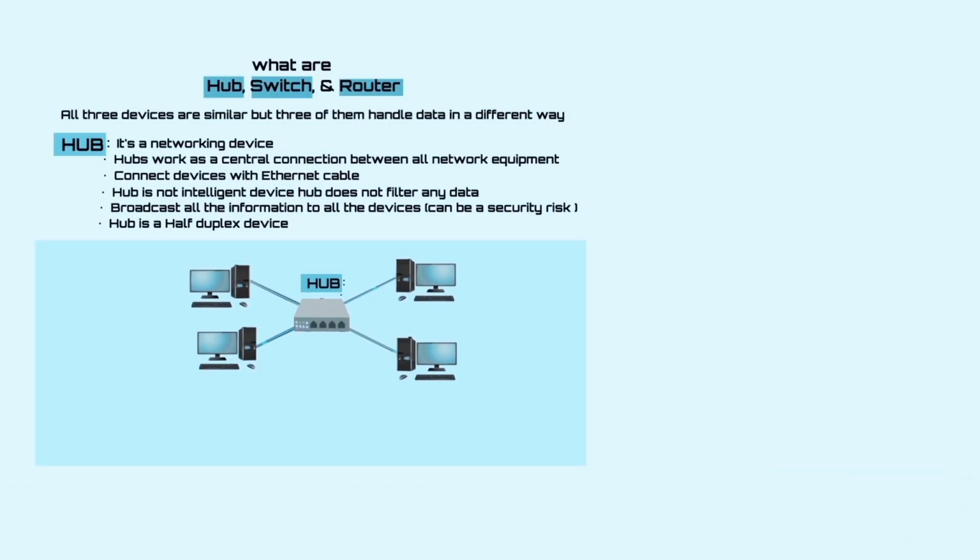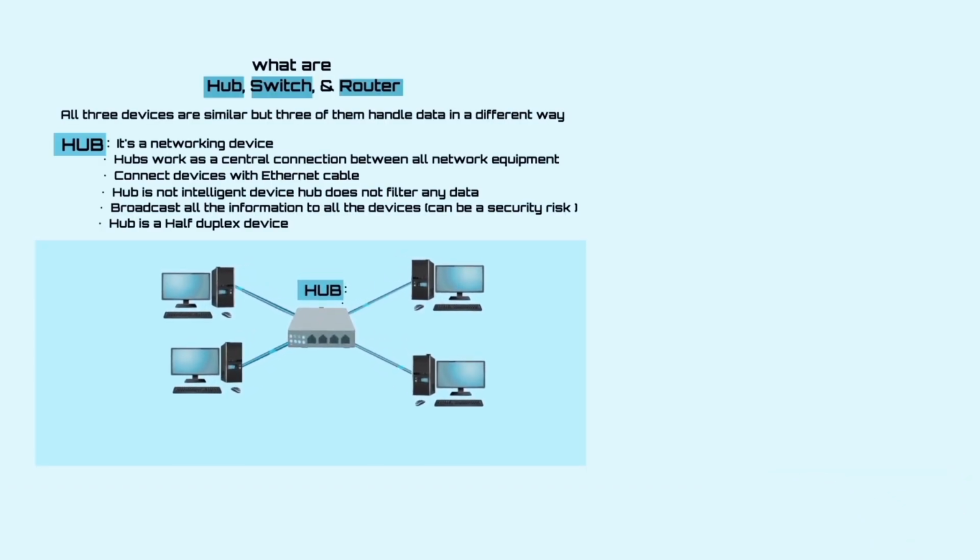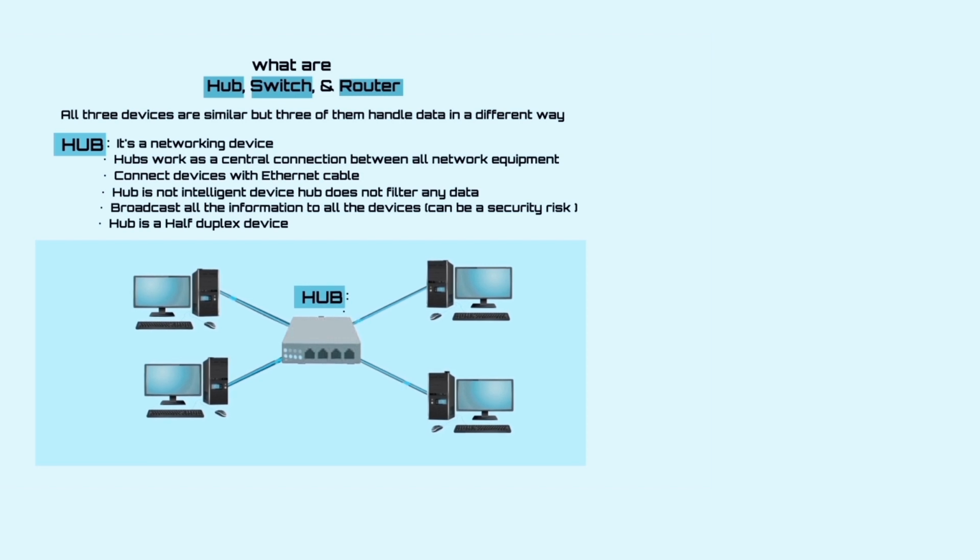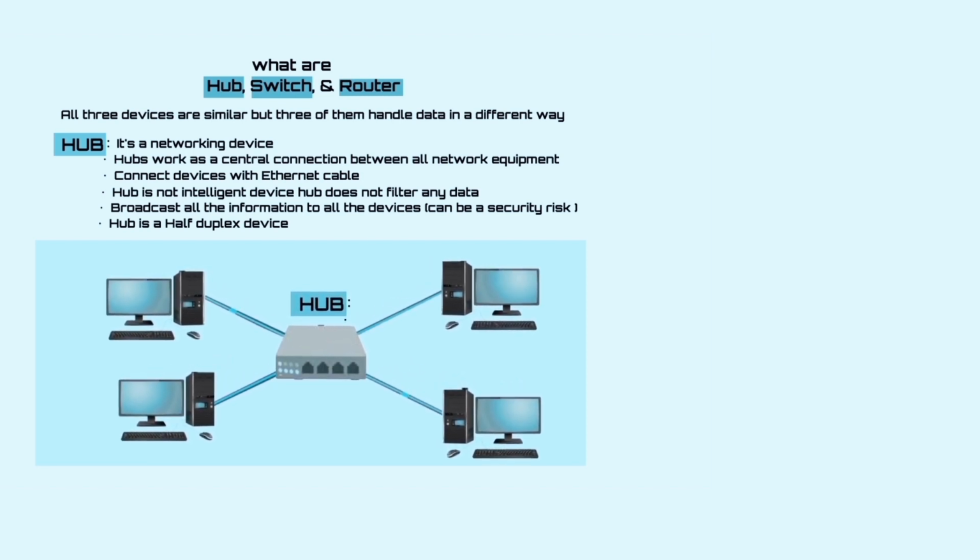Hub, switch, and router. All three devices are similar, but they handle data in different ways. Number one is the hub. It's a networking device. A hub works as a central connection between all network equipment, connecting devices with Ethernet cable. A hub is not an intelligent device. It does not filter any data; it broadcasts all the information to all the devices.